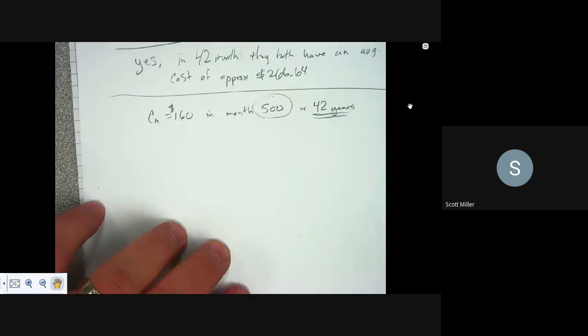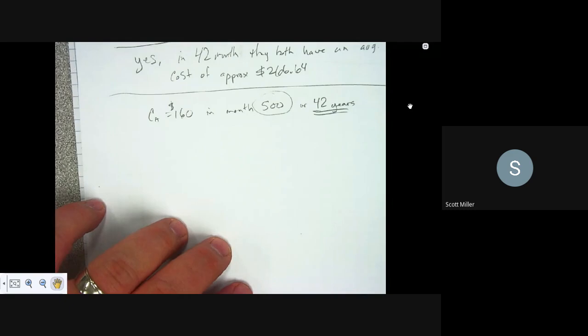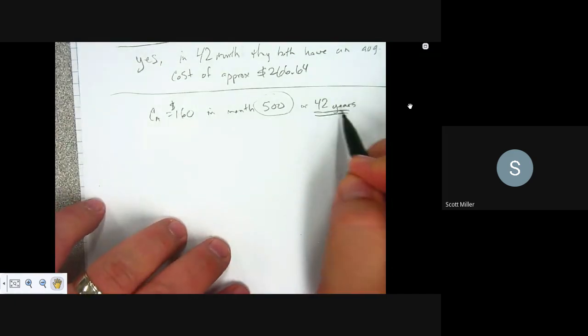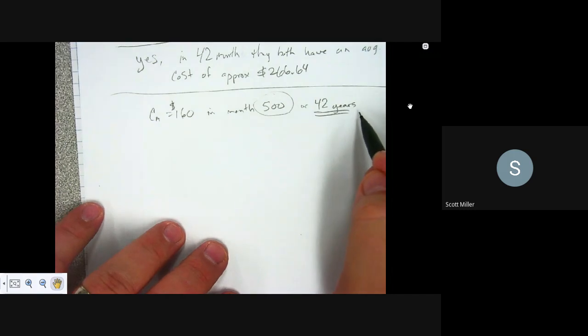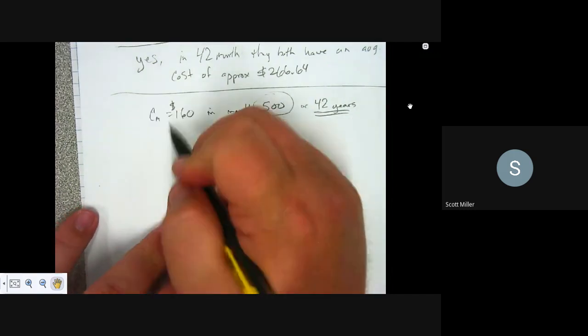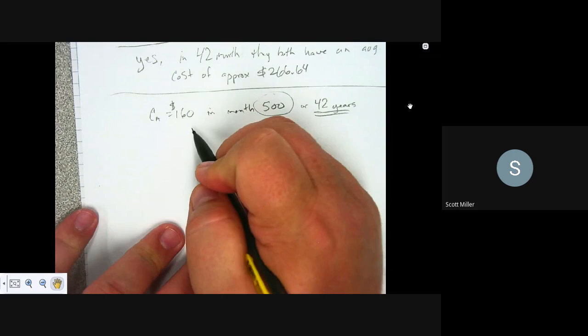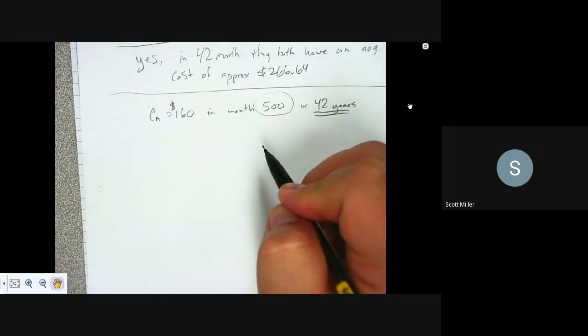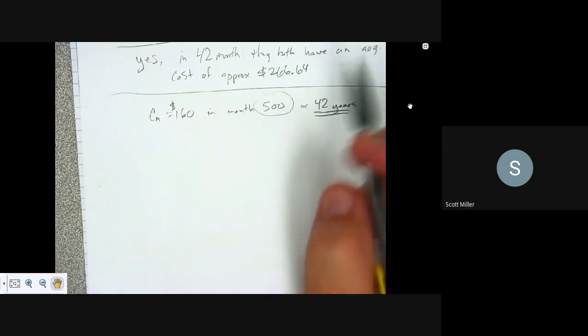In my opinion, no. Because this is a used car, 42 years is very unlikely for the car to survive that long. Some used cars last that long, but it's highly unlikely that an average car you pick up at Loan a Car Fresno is going to last 42 years. So I would write: no, because 500 months is about 42 years, and most cars do not last that long. That's how I would answer question number 4.